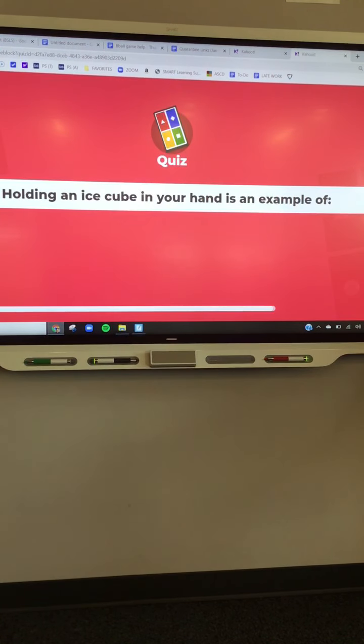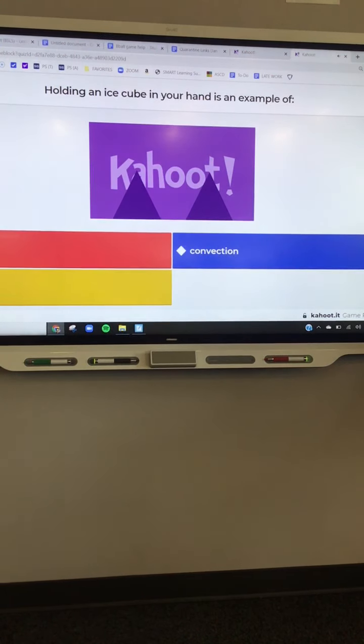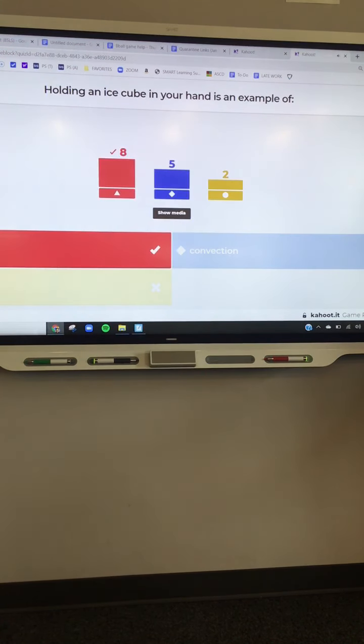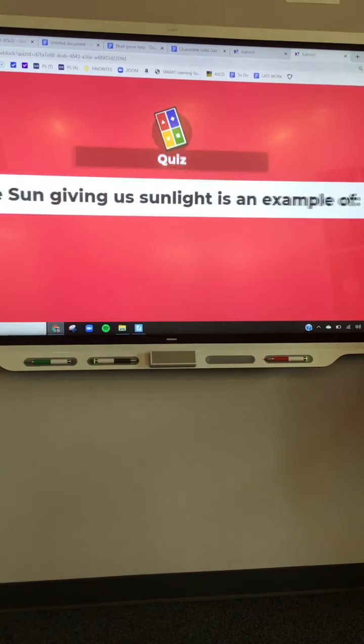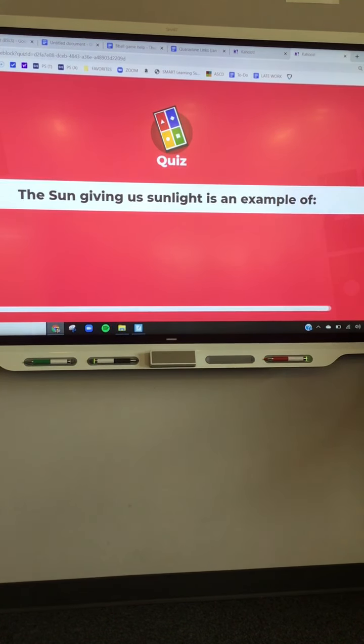Holding an ice cube in your hand is an example of conduction, radiation, convection. Well, we haven't talked about convection yet, so it's probably not that one. If we don't know what it is, then we're not going to pick it. Why would you pick radiation if we've talked about conduction and this is an example of conduction? Ice touching a hand and then there's heat transfer.